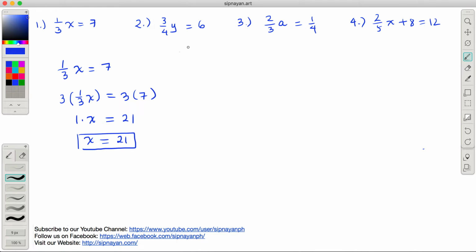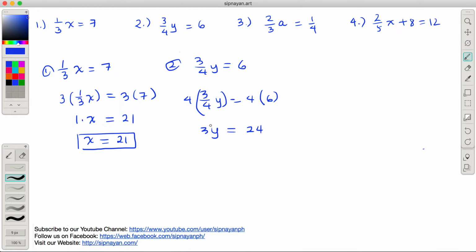Next, we have 3/4 y equals 6. Pwede natin tanggalin yung denominator by multiplying by 4, di ba? So 3/4 y multiply by 4. Multiply din natin by 4 to, di ba? So ilan yan? Magka-cancel to. Maging 3y na lang matitira. Equals 4 times 6 is 24.